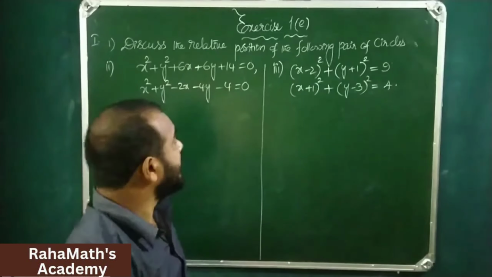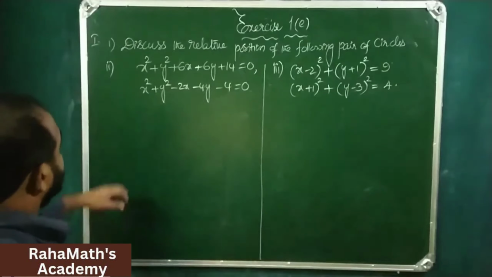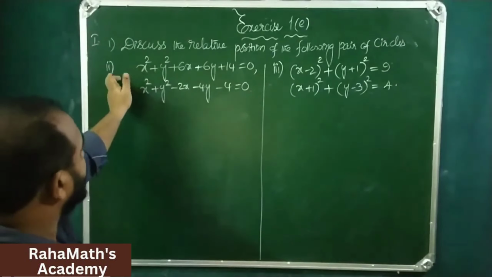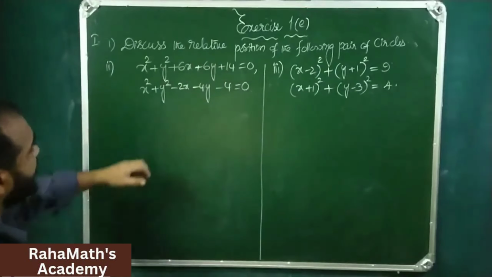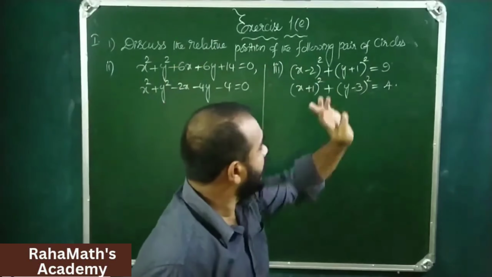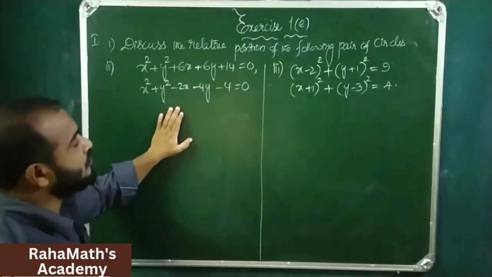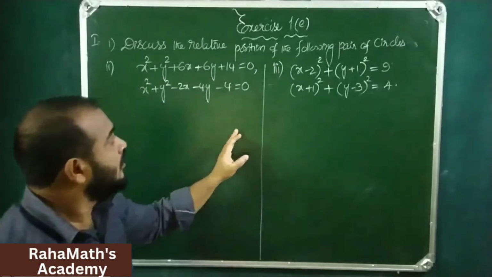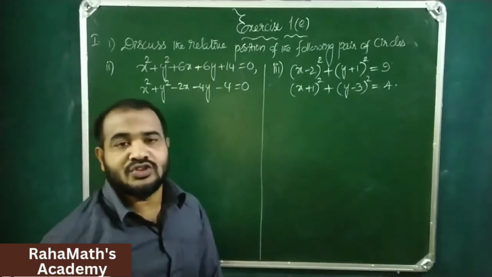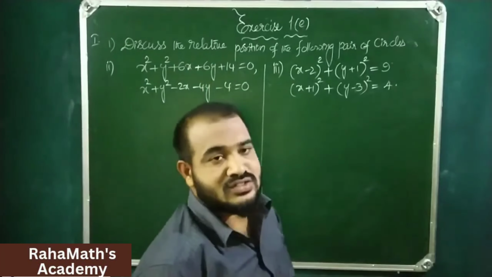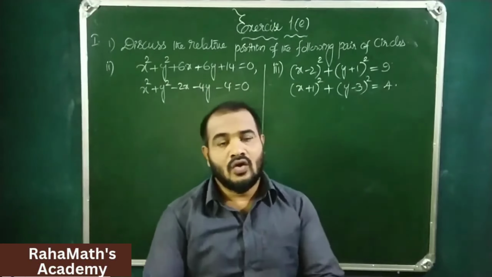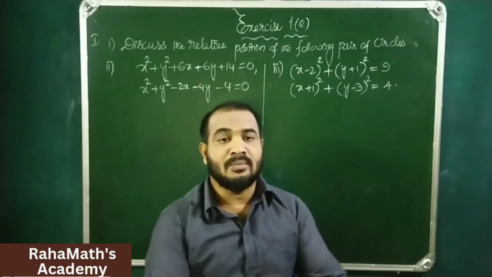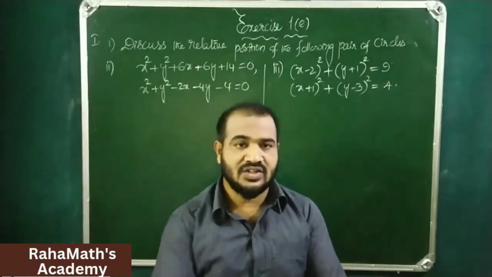Okay, so let us solve the first Roman of the two questions. Discuss the relative position of the following pair of circles. Here, pairs of circles are given. All that we need to do is to tell the relative positions of them, whether the two circles touch each other internally, or touch each other externally, or one circle lies completely outside the other circle, or they cut each other.